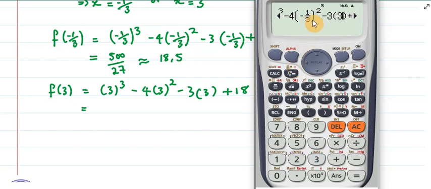Move. Delete this, replace with 3. Go back. Delete, replace with 3. Let's just check the output. Wow, the output is 0.